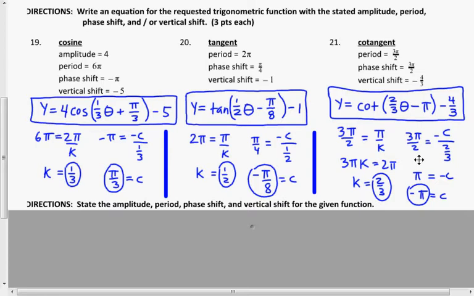To find the value of c, I set the phase shift, that's 3 pi over 2, equal to the opposite of c over k, which I just found is 2/3. And so to solve this for c, I multiplied by 2/3 on both sides. That canceled the divide by 2/3 on this side. And if you take 2 over 3 times 3 over 2, you get 6 pi over 6, which is just pi. So c is equal to -pi.